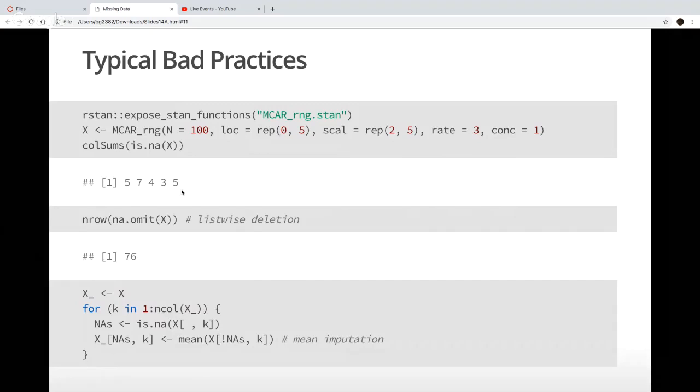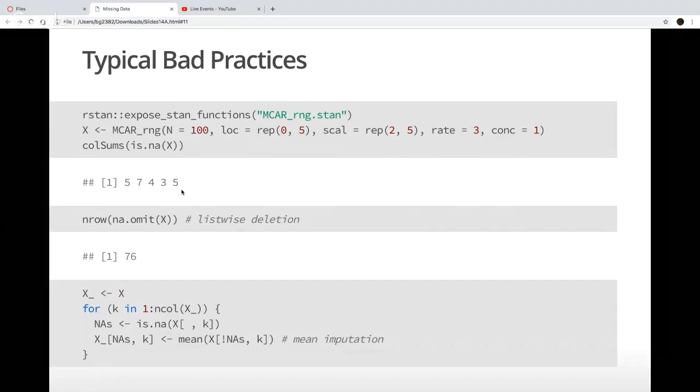And so by far the most common thing that you will see done in the social sciences, if we were going to do a regression or something like that involving some subset of these variables, is to just omit any row that has a missing value on any of the variables. This is what's known as listwise deletion, or deletion by rows. And that would leave us 76 observations that had no missingness.